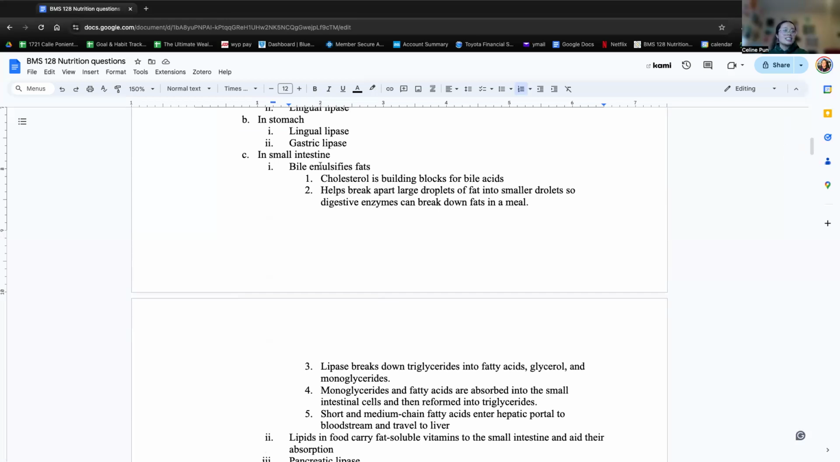bile, and in the small intestine, it emulsifies fat. If you've ever made a salad dressing with oil and water or liquid, it separates. That's basically what bile does. It helps create more surface area to break apart larger droplets of fat into smaller droplets. And then digestive enzymes can break it down even more.